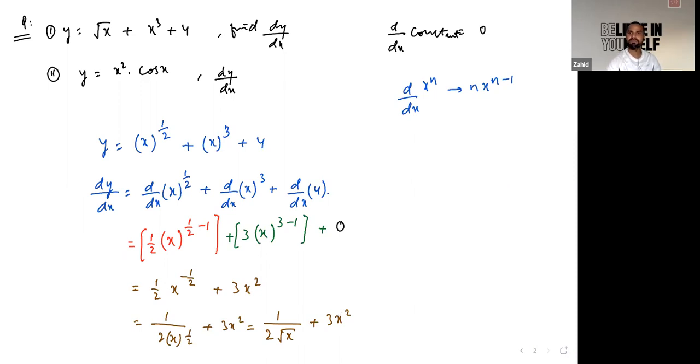Is it clear to everyone? Clear, sir. Nabila, have you got this? Yes, sir, it's clear. Good, Raza. Try to solve the second one using product rule.